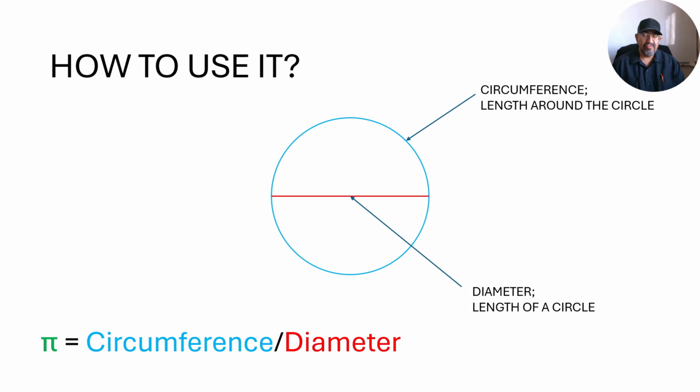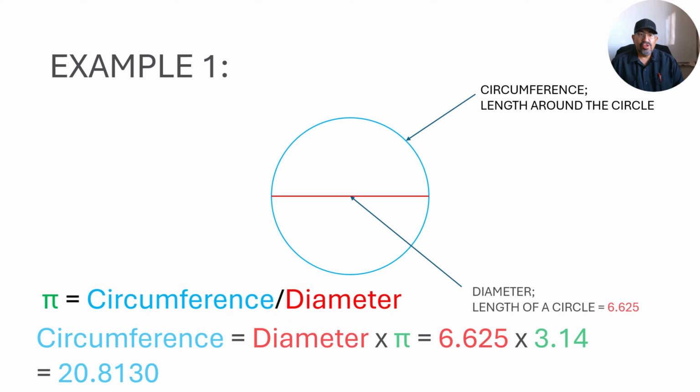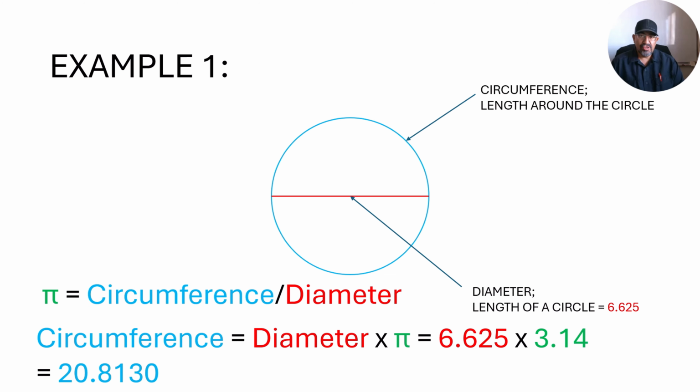Now, how to use that number? If you know the circumference of a circle, you can figure out the diameter. If you know the diameter of the circle, then you can figure out the circumference. Let me give an example. You have a 6-inch pipe. You know a 6-inch pipe has an OD of 6.25 inches. If you were to multiply that by pi, you'll get the circumference of that pipe. You'll know the distance around that pipe is 20.8130.